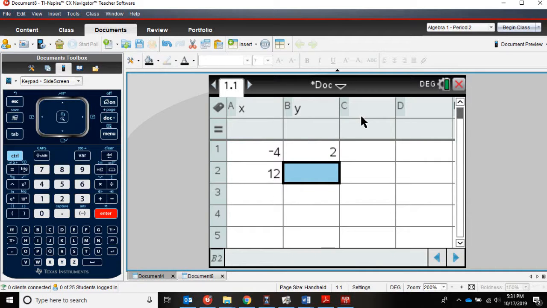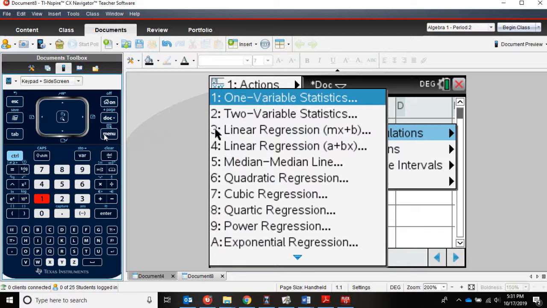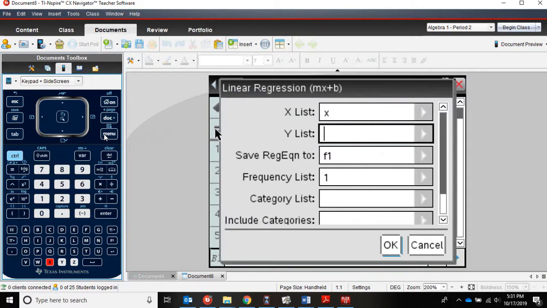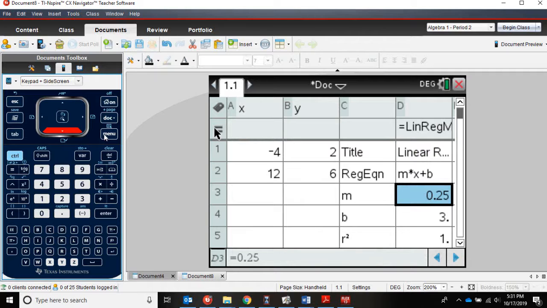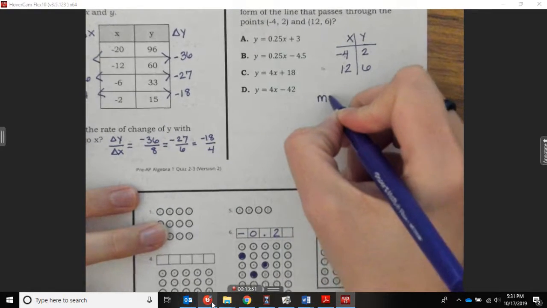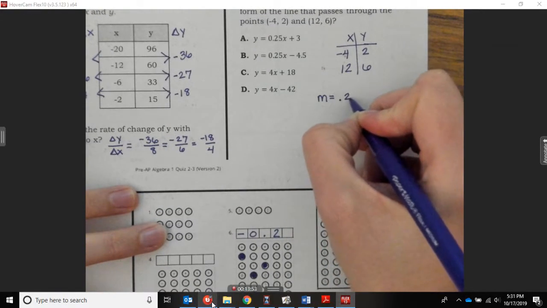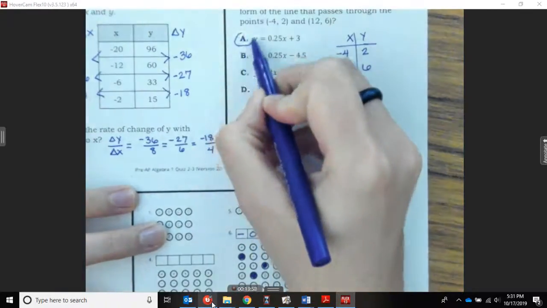Positive 2 and 6, and at this point we push menu 4, 1, 3, change X to X and Y to Y, and say OK. And my slope is 0.25, and my y-intercept is 3. So those are the 2 things that I need. On my paper, I can see my slope is 0.25. My y-intercept was 3. Which one says that? Answer choice A.